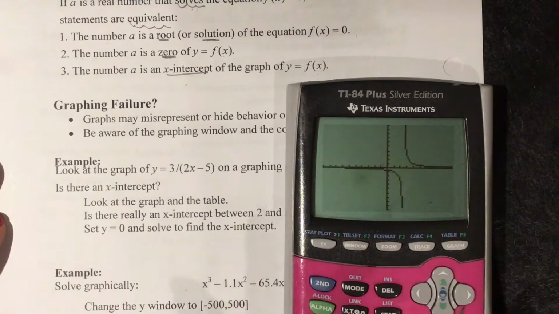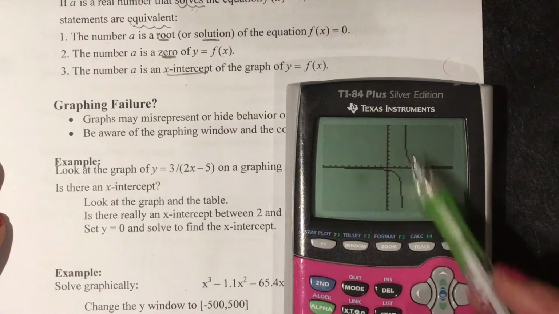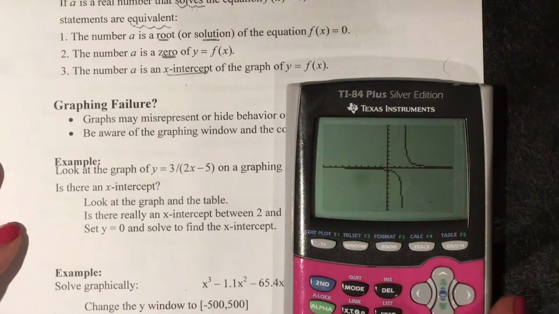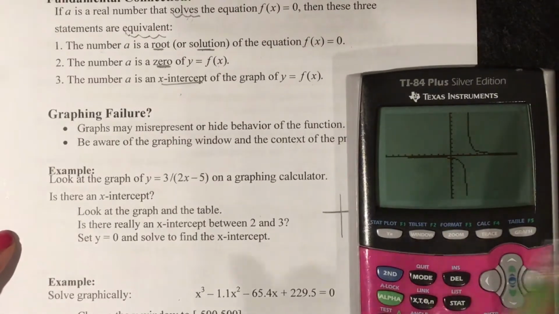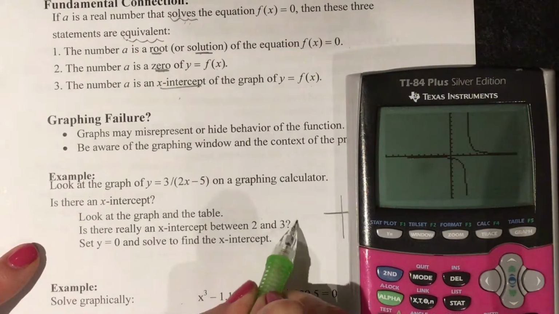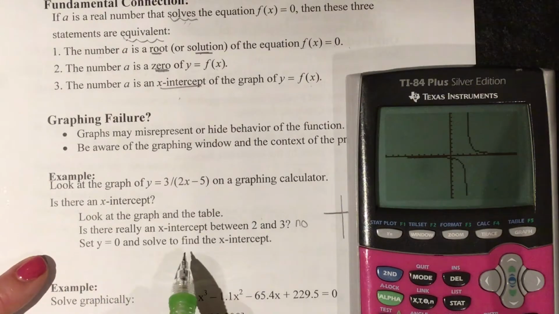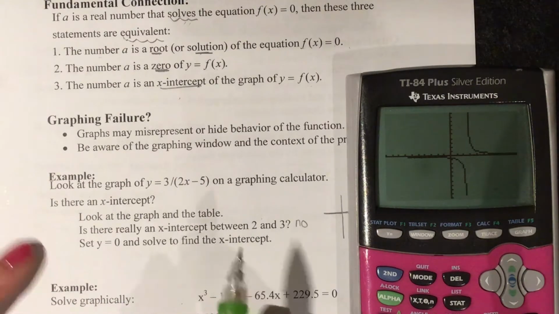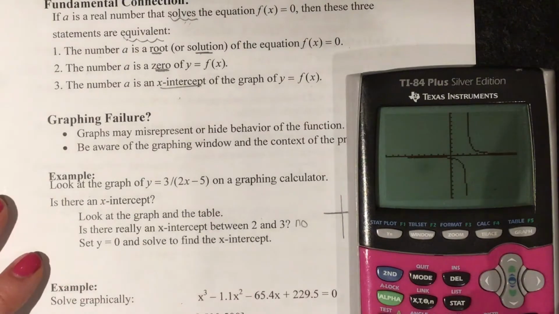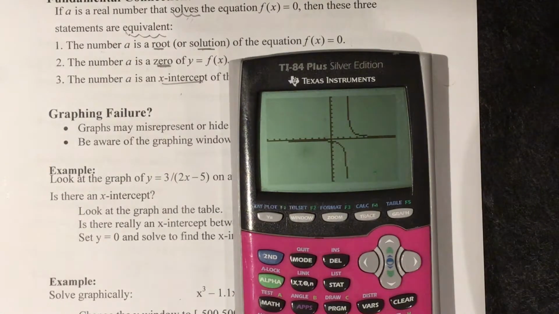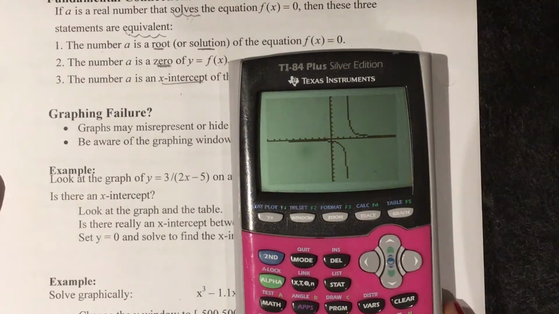But by looking at the graph in conjunction with the table, I can see that there is a vertical asymptote. There's also a horizontal asymptote there as well. So to answer this question, is there really an x-intercept? The answer is no. You could go ahead and solve to find that x-intercept, and we're not going to do that, but the point was making sure that you utilize the table and the graph in conjunction with one another to get the most accurate answer.